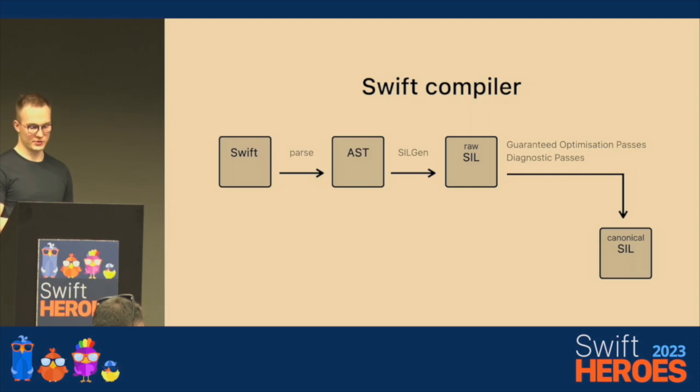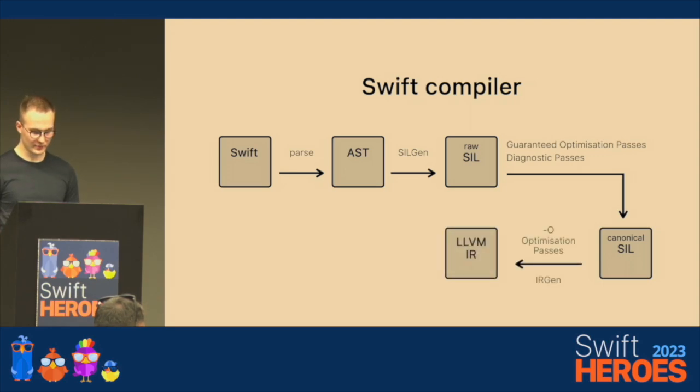And these are always run, which is crucial, even with build optimization disabled, and they produce canonical SIL. Later, the general SIL optimization passes optionally run over the canonical SIL to improve the performance of your executable, and the decision whether they run is based on the optimization level. For example, when you pass the -Onone flag to the compiler, the optimization won't be run.